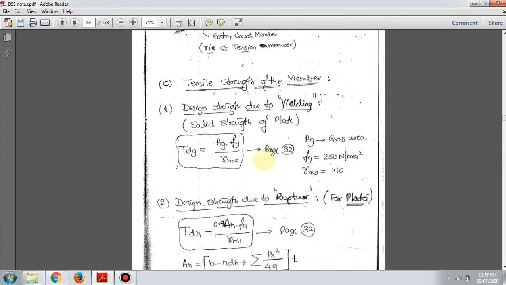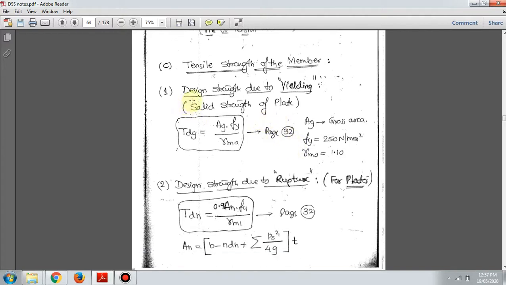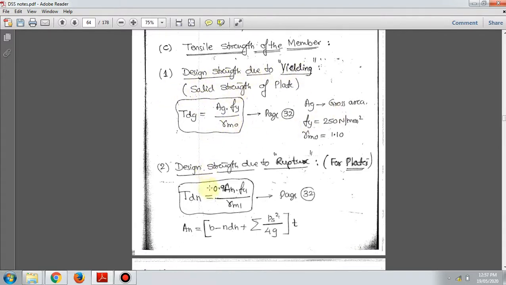So these are the three formulas to find the tensile strength of a member. All three formulas are there in the Codebook IS 800:2007, page numbers 32 and 33. First is the design strength due to yielding, given by Tdg is equal to Ag fy divided by gamma m0. This formula is on page number 32, where Ag is the cross-sectional area. Depending upon the section given, you can refer to the steel table and write the area. fy is 250 and gamma m0, the partial safety factor, is 1.1. So this is the simple formula to find the design strength due to yielding.